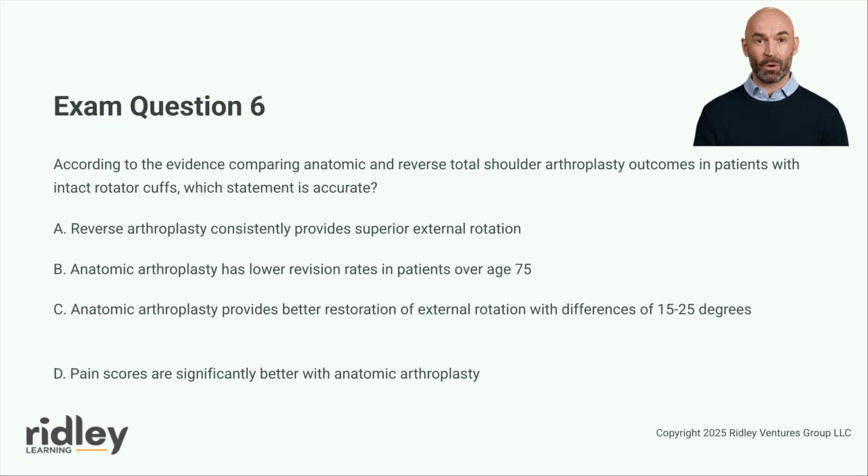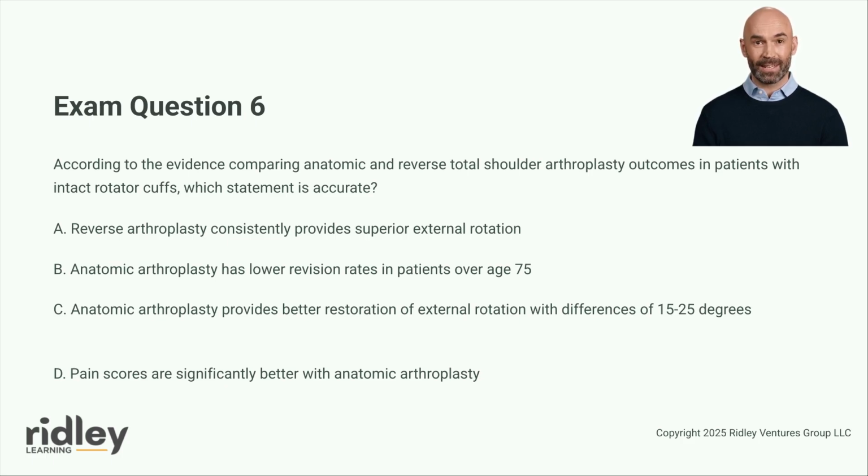Question 6. According to the evidence comparing anatomic and reverse total shoulder arthroplasty outcomes in patients with intact rotator cuffs, which statement is accurate? The correct answer is C. Anatomic arthroplasty provides better restoration of external rotation with differences of 15 to 25 degrees. When the rotator cuff is intact, anatomic total shoulder arthroplasty preserves more physiologic shoulder mechanics compared to reverse arthroplasty.